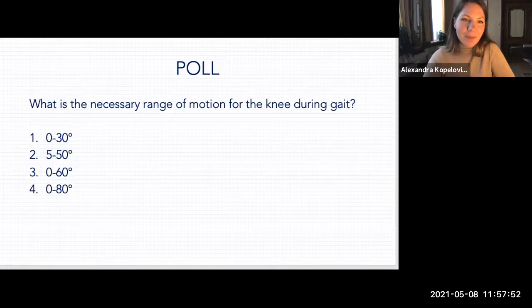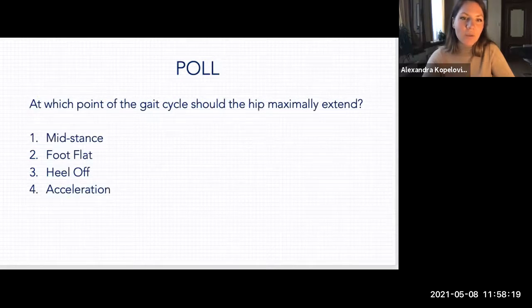Alrighty, I'm going to end the poll. Great. So most of you answered correctly. Great job. So it's from 0 to 60 degrees. We go to 0 degrees at the initial contact. We go to 0 degrees at heel off. And 60 degrees we see when we go into acceleration or pre-swing of the gait cycle. Excellent. Let's take a look at our next one.